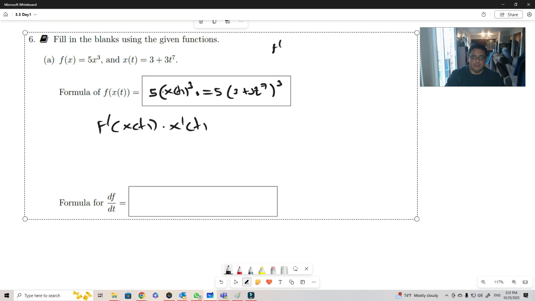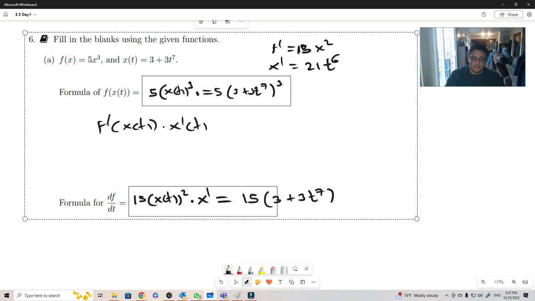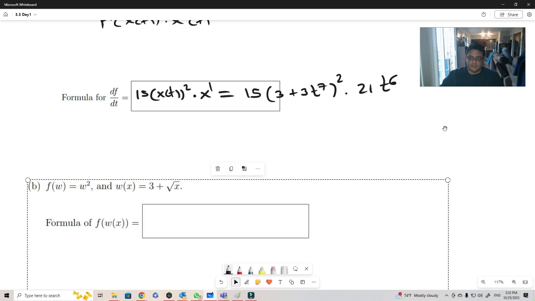And so we find what each of these derivatives is. This is 15x squared, and x prime is going to be here 21t to the 6. Okay, so if we plug in this formula, notice that f prime is 15x squared, so this will be 15 x of t squared times x prime, right? So that will be 15 times 3 plus 3t to the 7 squared times 21t to the 6. So this is one way of doing the chain rule. You identify what the functions are in the composition, take the derivative of each of them individually, and then compose and use the formula. Now let's take a look at another example.